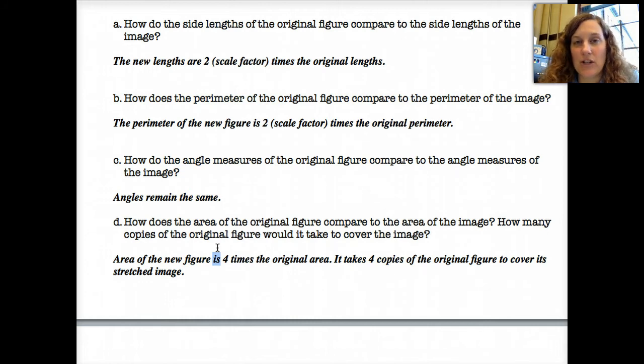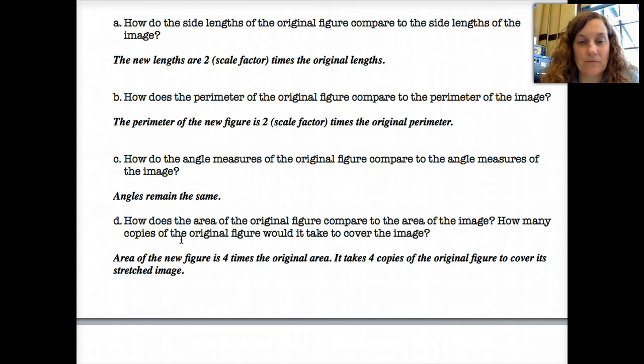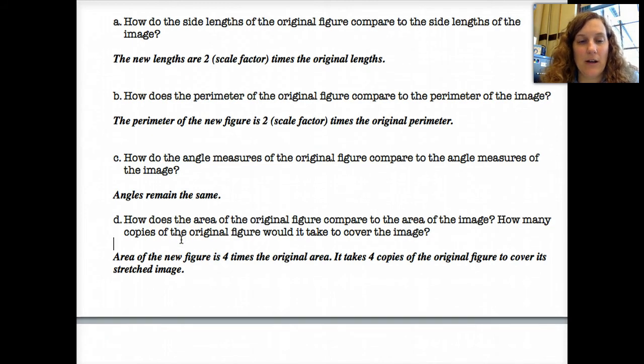If you don't believe me, you can kind of draw it into a square, and maybe we'll do this in class tomorrow, but the new area will be 4 times bigger than the original, or twice the scale factor. Really the scale factor squared.